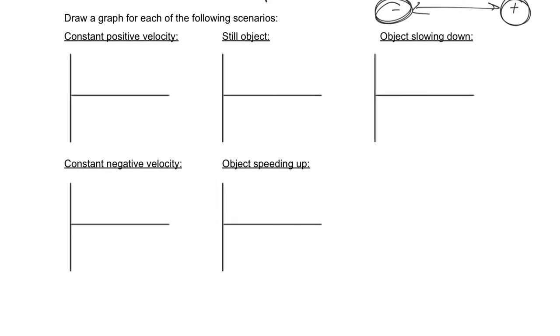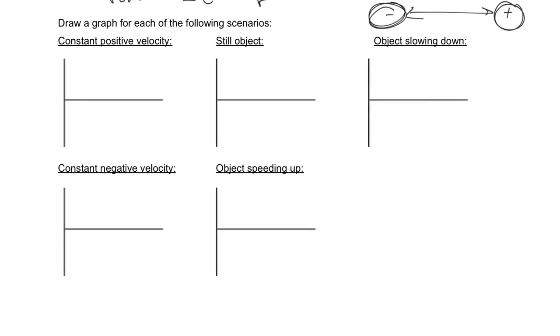We're going to draw a graph for each of the following scenarios, starting with constant positive velocity. Now all of these are going to be position versus time graphs, same as we were doing, x versus t. The first one asks for constant positive velocity. Constant means it stays the same the whole time, the slope is not changing. And if the slope is not changing, that simply means it's going to be a straight line. So constant means straight.